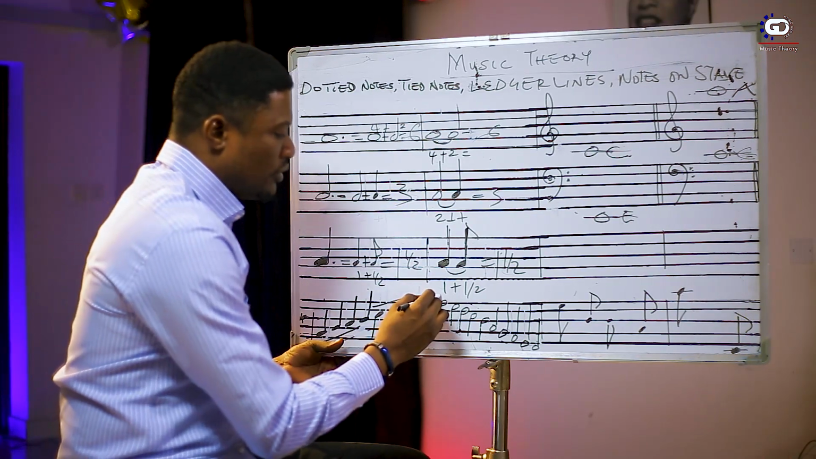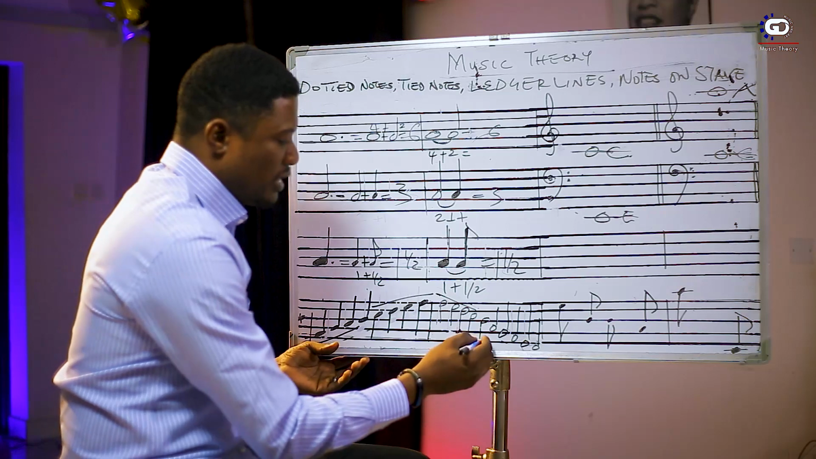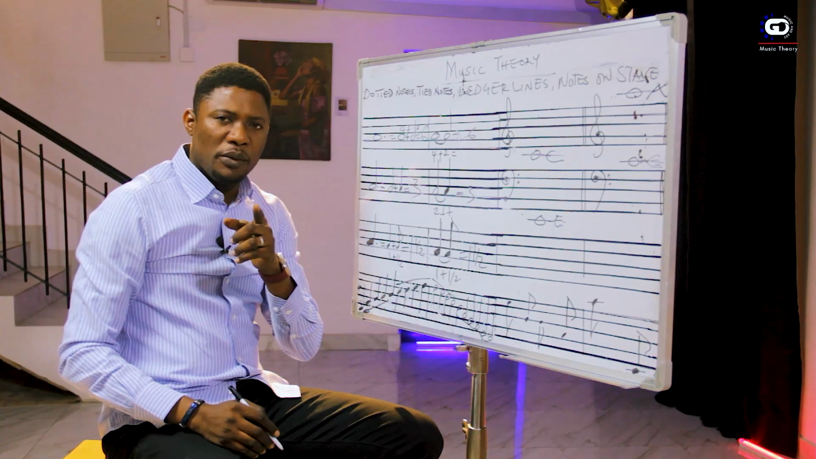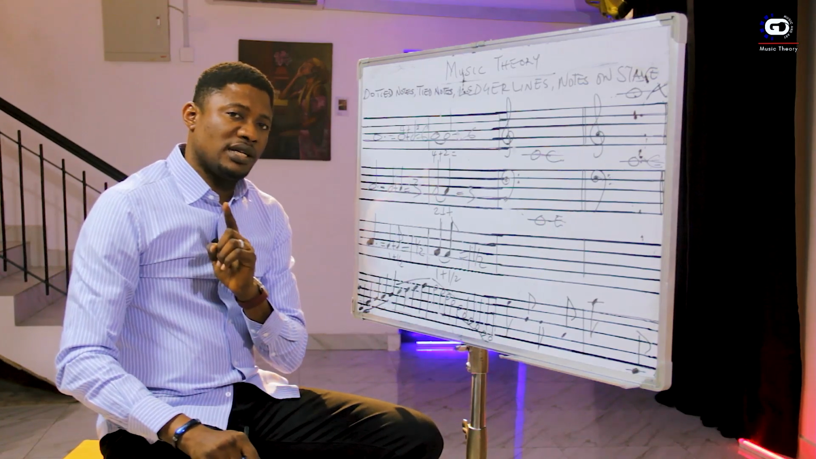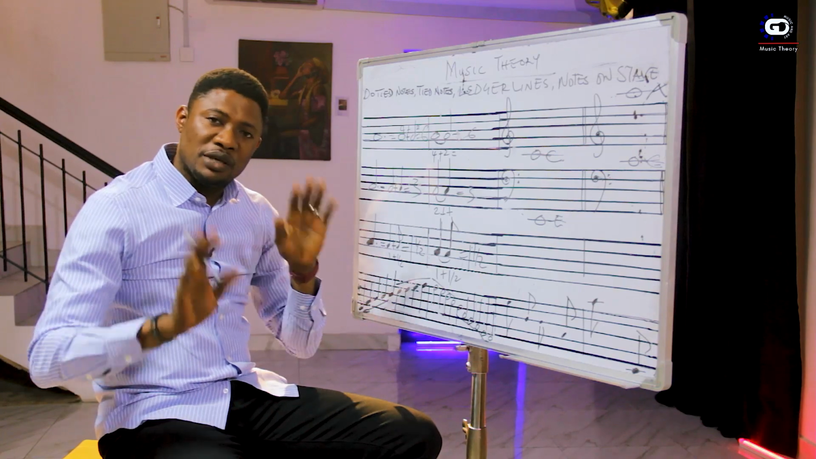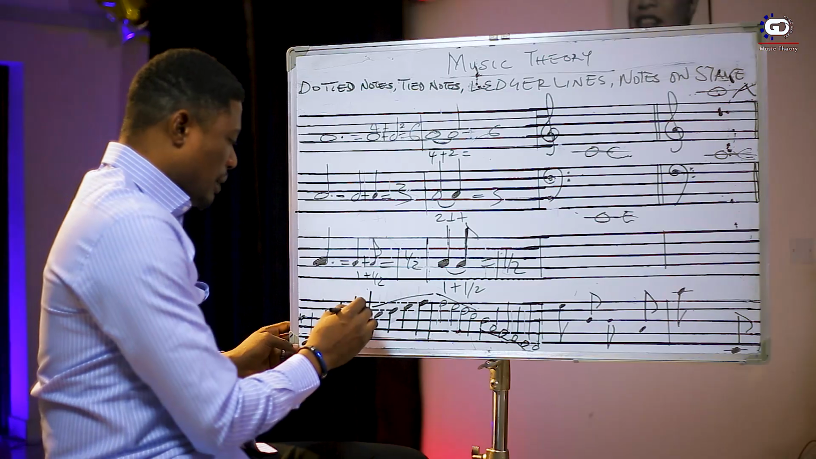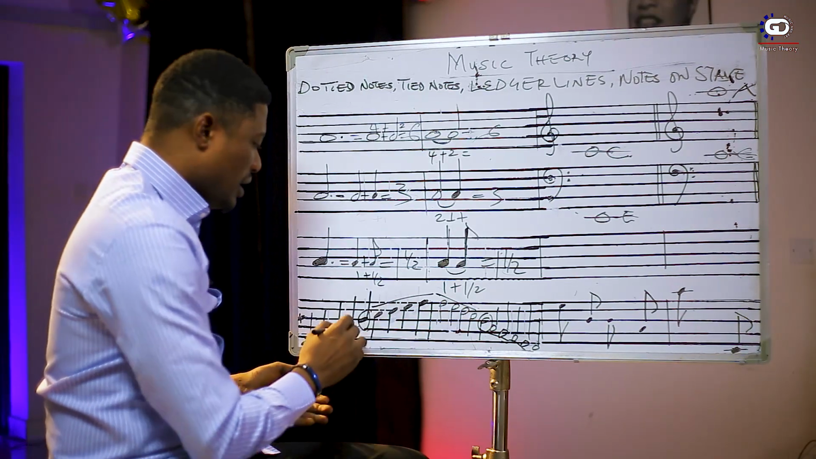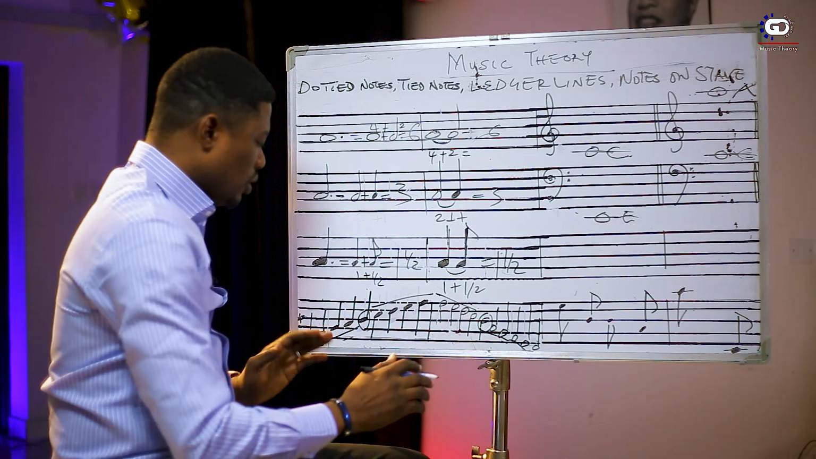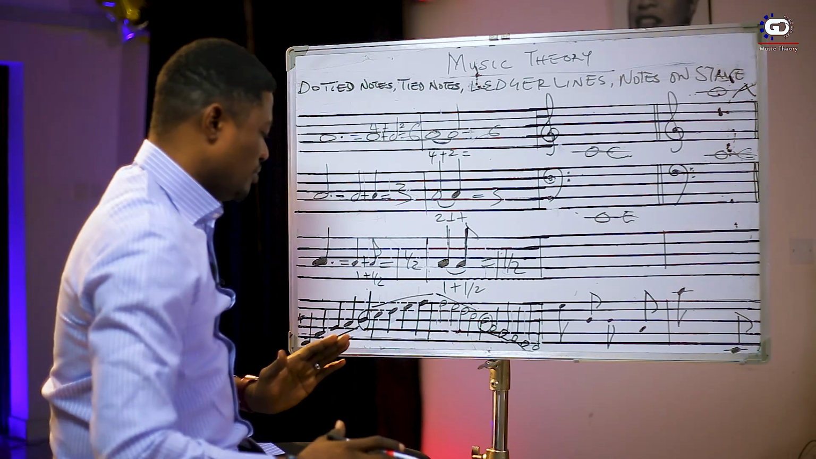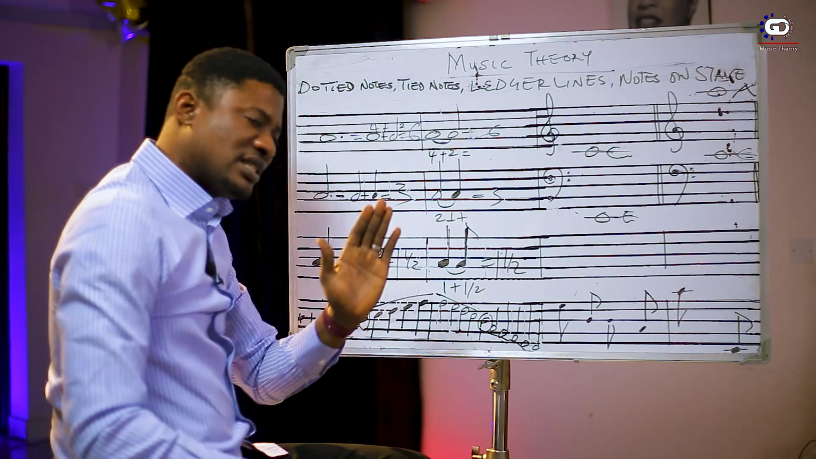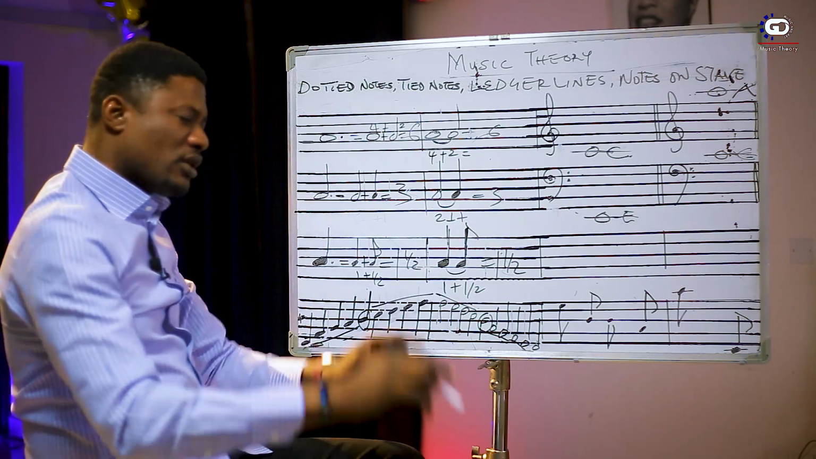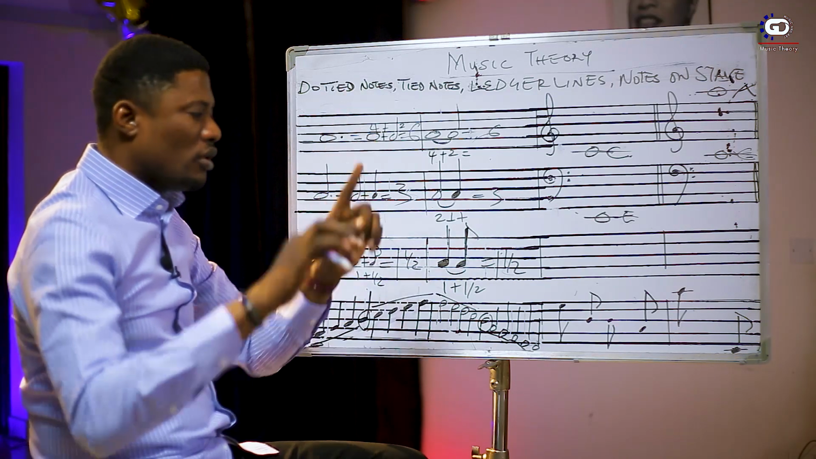So all notes above the third line have their stems down, while the notes below the third line have their stems up. The question will now be, what about the notes on the third line? The notes on the third line can be either way. It can be either up or down. So when you have notes before the third line, the stem will be up, while the notes above the third line will have their stems down. And on the third line, it can be either up or down.